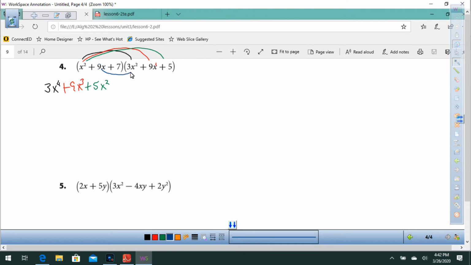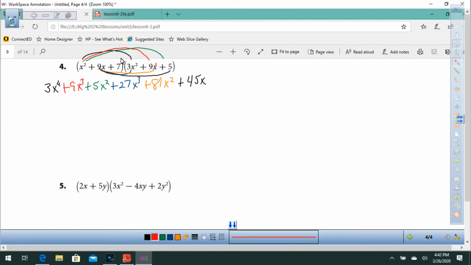We have 9x times 3x squared. That's going to be plus 27, 3 times 9 is 27, x to the 3rd. 9x times 9x. That's going to be plus 9 times 9 is 81, x, and 1 plus 1 is 2. So 81x squared. And then we have 9x times 5. That's going to be plus 45x.